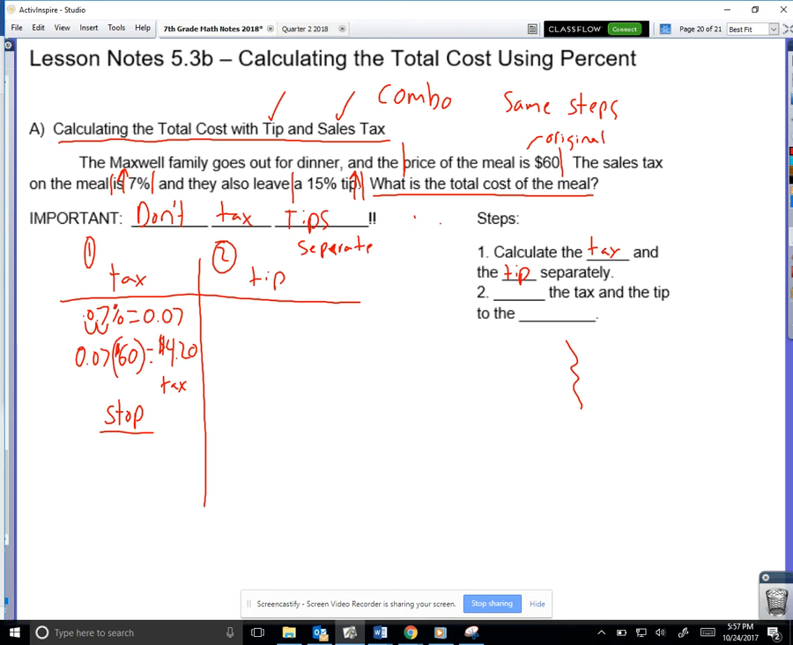All right, so now let's do the same thing. We're going to calculate the tip. So get your percent for the tip, 15%.